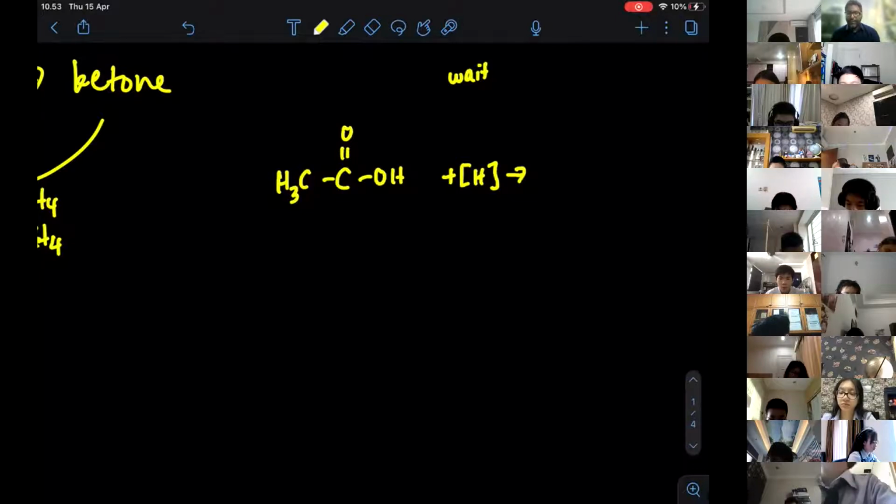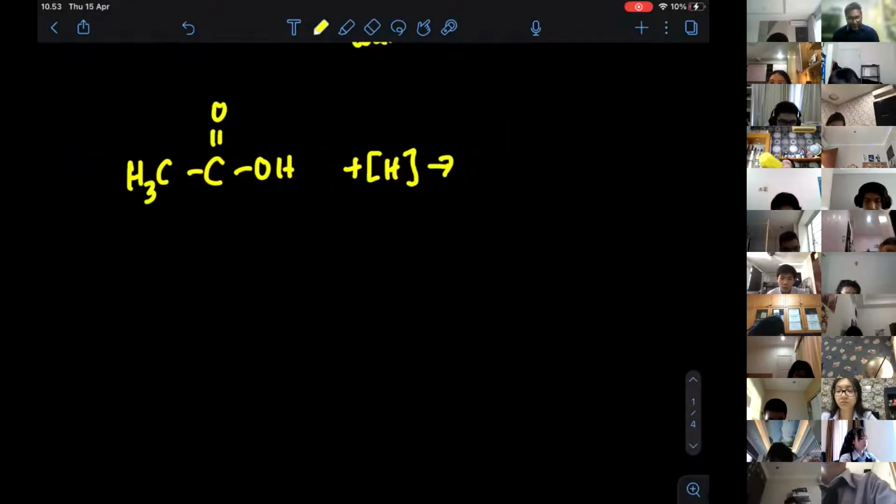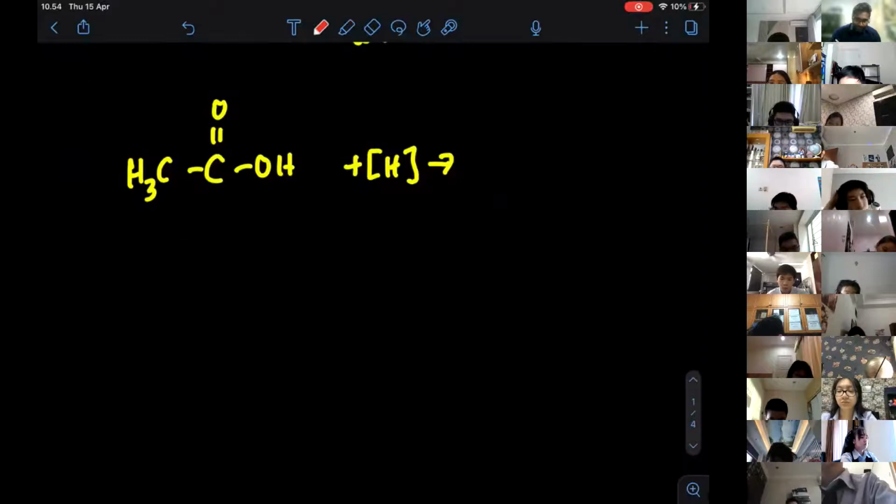So now, you see here, I want to find out how I can reduce this carboxylic acid to become aldehyde, for example. If you want to reduce it to become aldehyde, you see what happens here. I am going to put the hydrogen over here, and I'm also going to put the hydrogen over here. If I do that, it means I'm going to put one hydrogen here and one hydrogen over here.